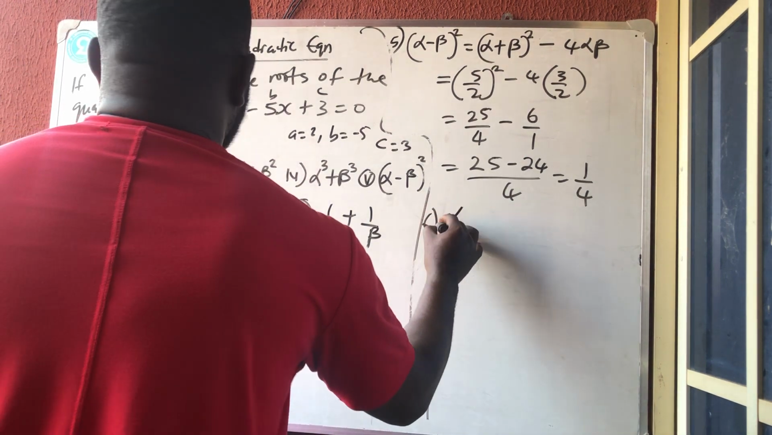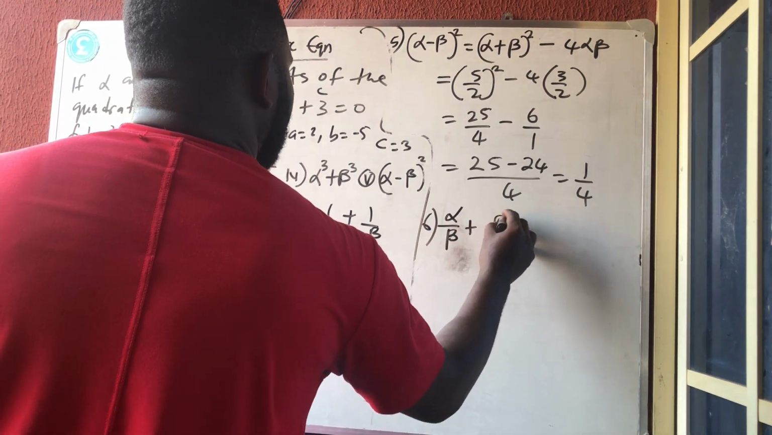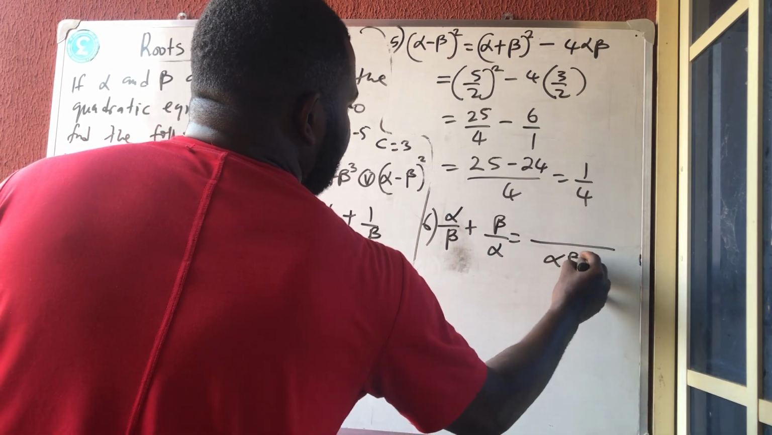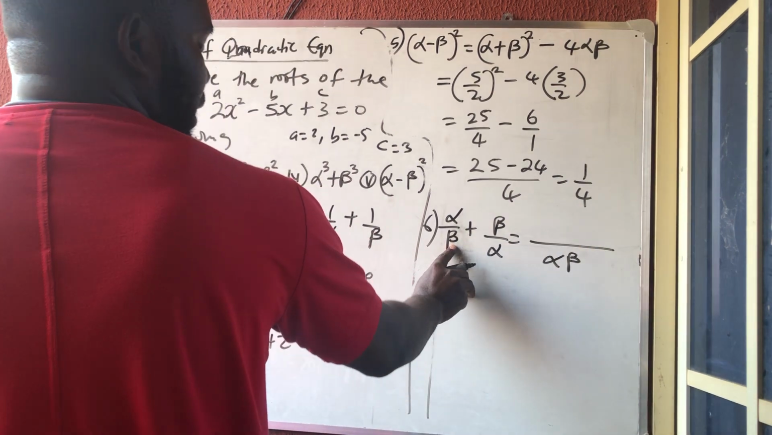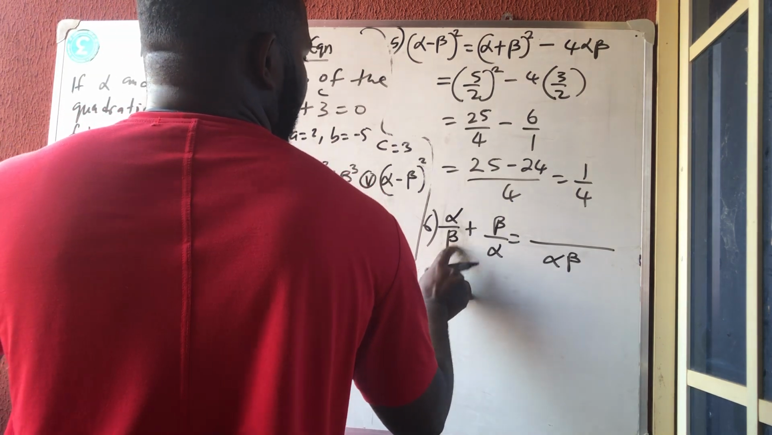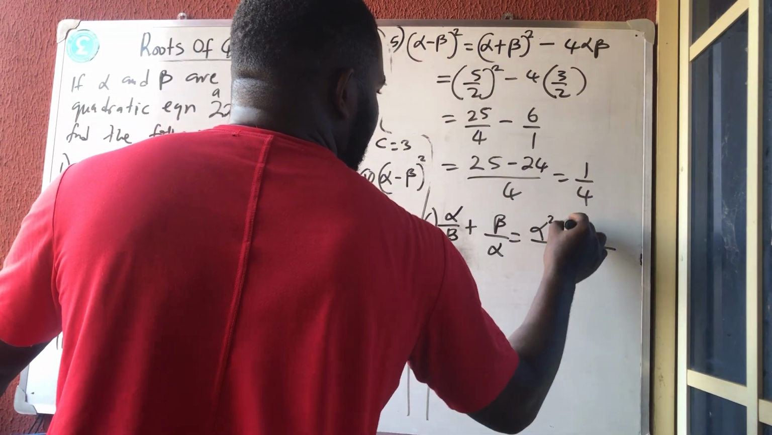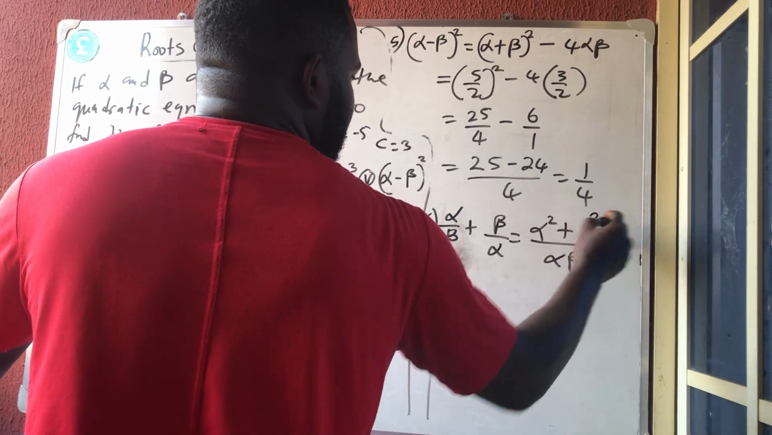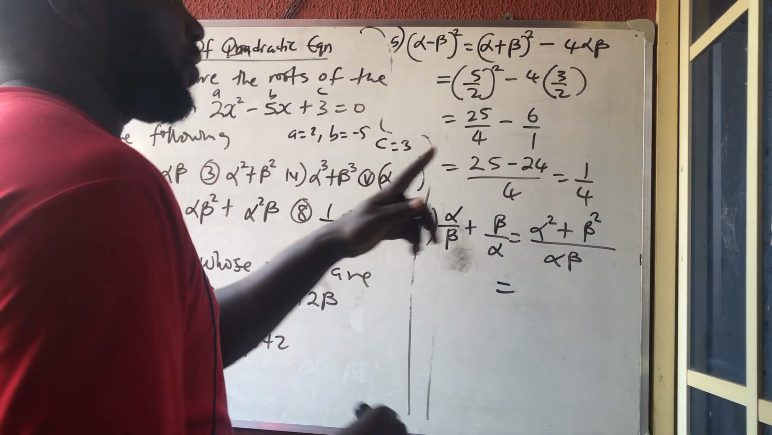said alpha over beta plus beta over alpha. So let's find the LCM. This time it's alpha beta. These two divide this, I'm having alpha. Alpha times this, I'm having alpha squared. Plus this divided by this, I'm having beta. Beta times this, I'm having what? Beta squared. So which is what? Alpha squared plus beta squared.